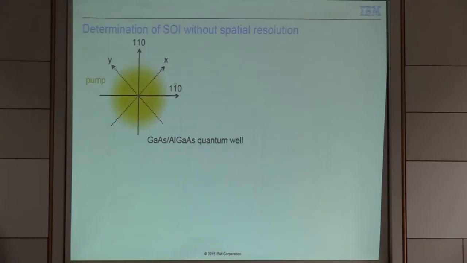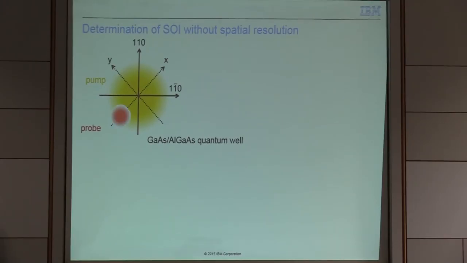So let me now switch gears in the last 2 minutes and show that this post-selection by placing pump and probe spots at different positions leads to a selection of a certain velocity. And this velocity leads to spin-orbit interaction. And so that gives us a possibility to determine spin-orbit interaction without any applied drift or any applied current by just selecting different pump and probe positions.